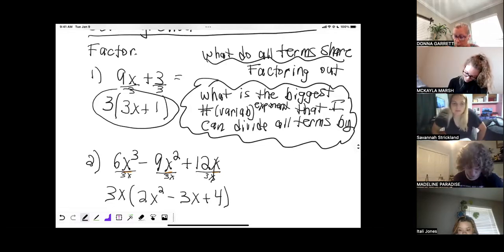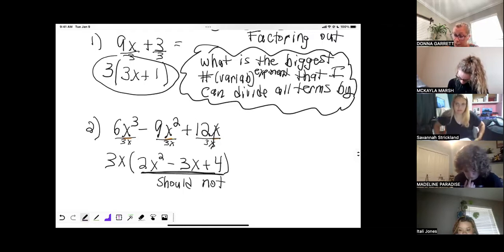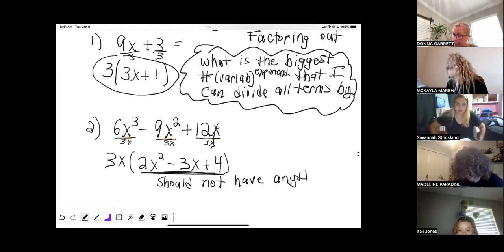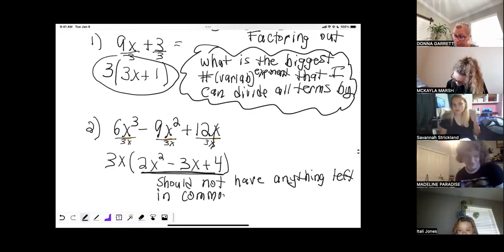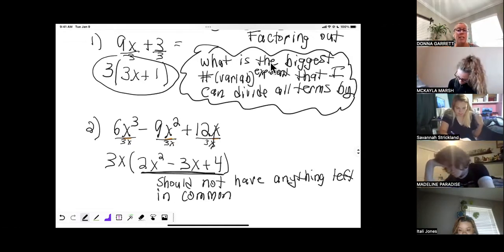When you do greatest common factor, anything in parentheses should not have anything left in common. There should be nothing left that you can divide by. Nothing. It's done. That's how you know what's the greatest common factor.